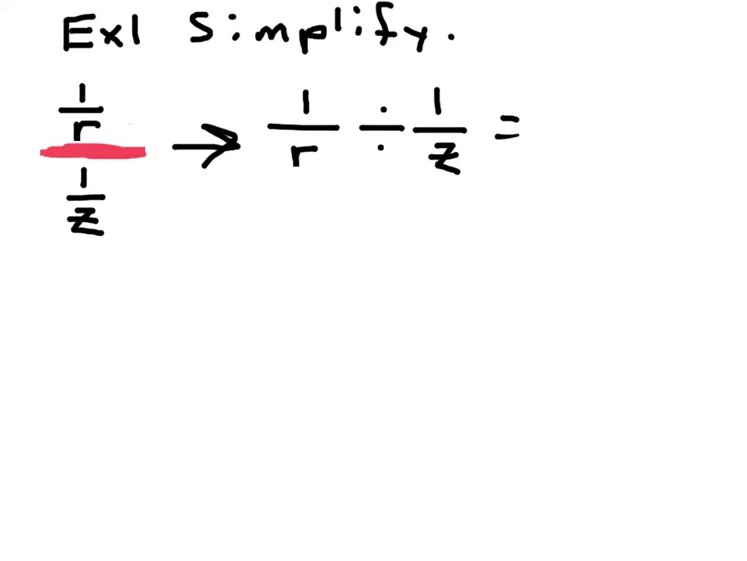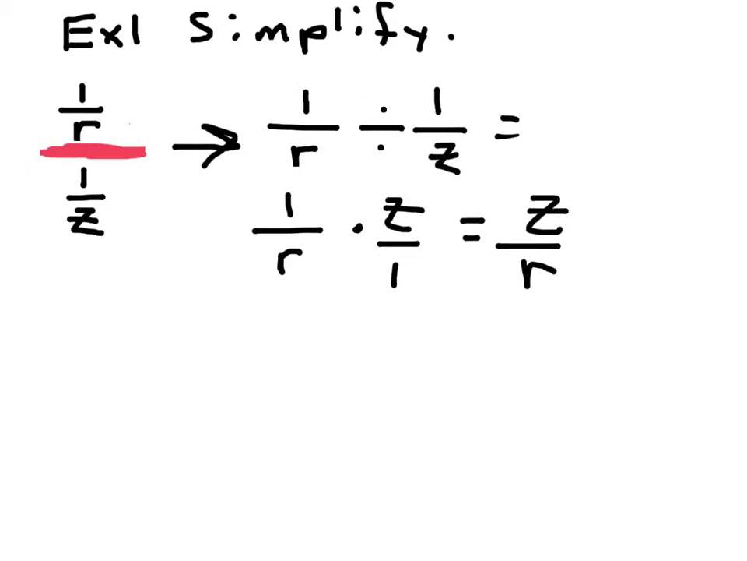So now how do you divide fractions? Well, remember what I said previously. You take the first fraction, you change the division to multiplication, and then you flip the second fraction, or take the reciprocal of 1 over z, which is z over 1. Now there's nothing I can cross cancel, right? So I multiply across. 1 times z is z, and r times 1 is r, and you're done. That's it. Okay, you've simplified this complex fraction.